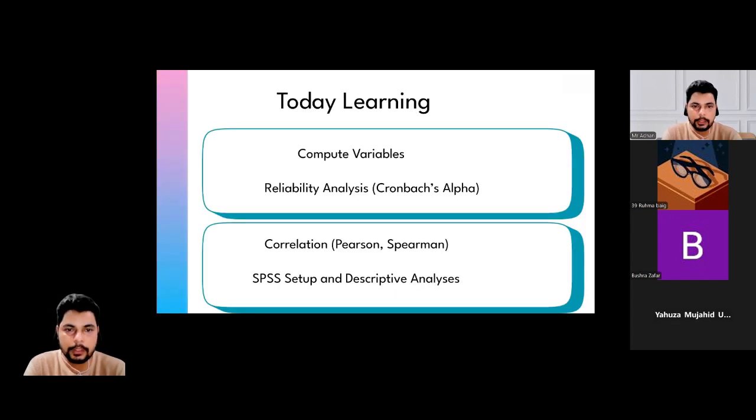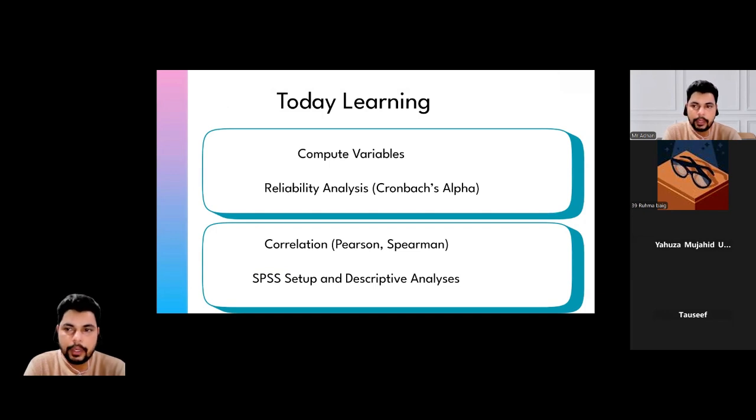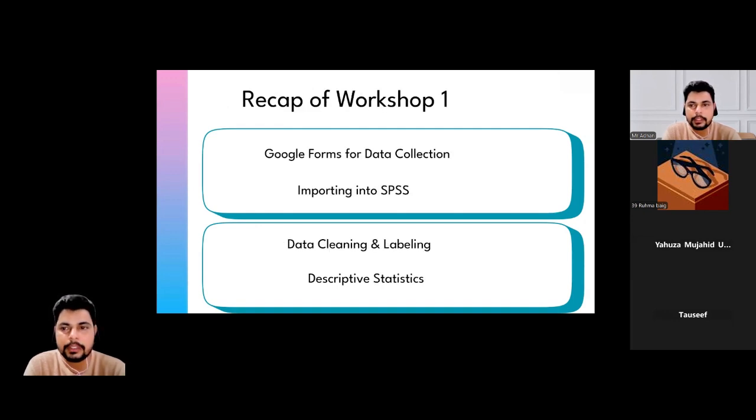In today's workshop we learn about how to compute variables, and first, we have two questions there. What are the variables and why we need to compute them? We discuss it in the next slide. The second analysis that we discuss is the reliability analysis, and the third one is correlation. So basically, these are our three main analyses that we have to discuss in this workshop.